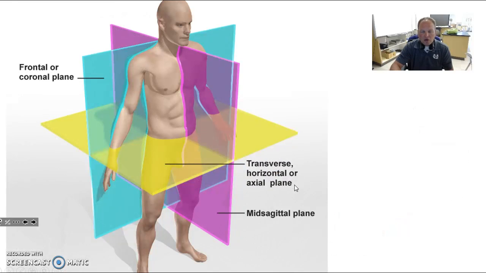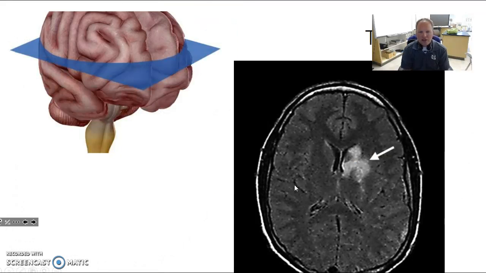The last plane you need to know is one that cuts us into a top half and a bottom half, and that is called a transverse plane. Some people call it horizontal, which works for me. It cuts across, so you have a top portion and a bottom portion. And this is an MRI of someone who had a transverse MRI section, and you can see the brain tumor.